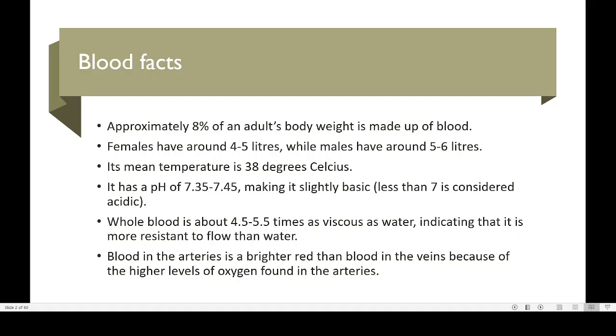The blood in an artery is brighter red, while the blood in veins will be slightly more bluish or purplish in color, because arterial blood will be carrying more oxygenated blood. Oxygenated blood will have a deep bright color. So that is why the blood in an artery, which carries mostly oxygenated or pure blood, will be brighter red in color. So these are some facts about blood.